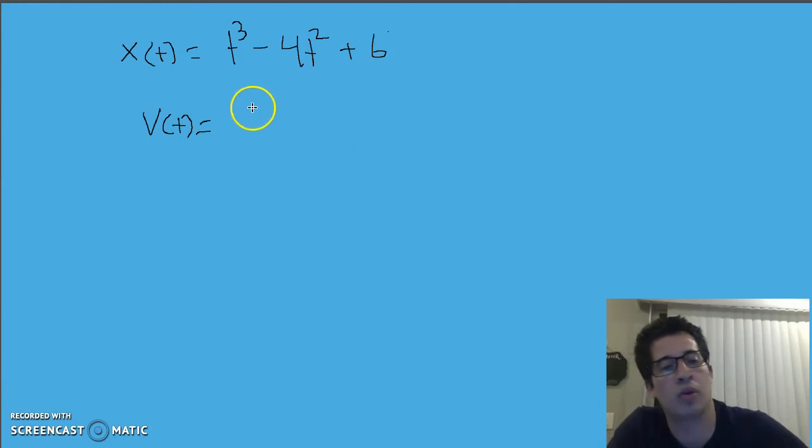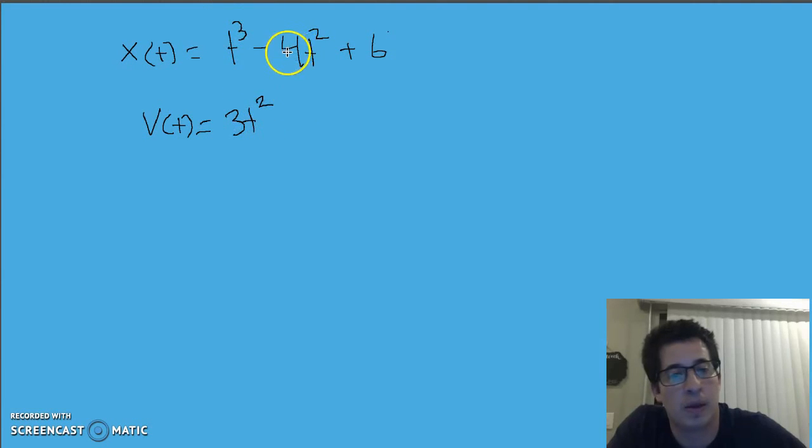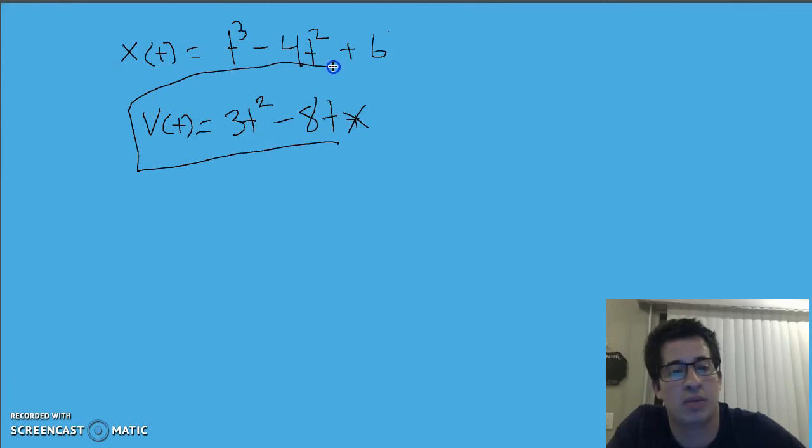Okay, so after you've tried it, let's go ahead and work it through together. We take the exponent multiplied by the coefficient. 3 times 1 is 3. And then we subtract 1 from the exponent, so 3 minus 1 is 2. Take the exponent multiplied by the coefficient, which gives us negative 8. Subtract 1 from the exponent, so t to the first. Finally, 6 times t to the 0. 0 times 6 is 0, so that term goes away. And so here we get that function right here.